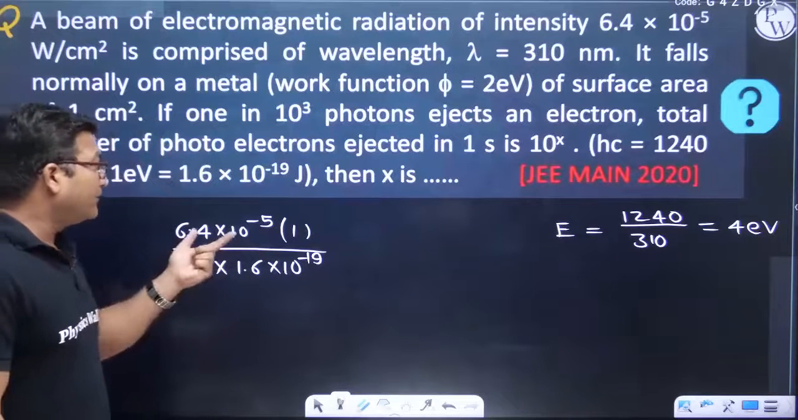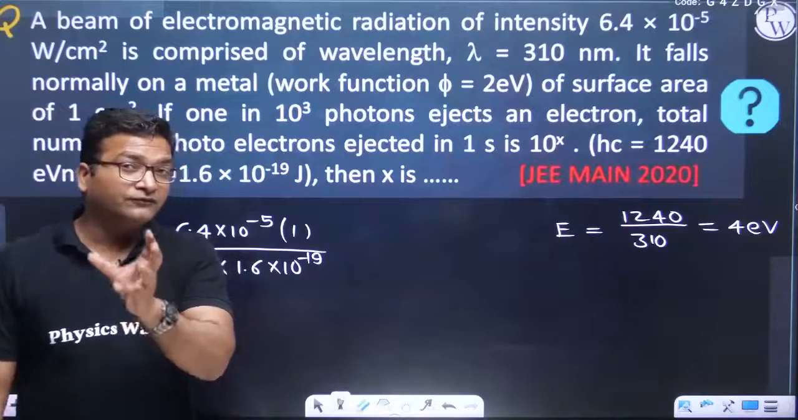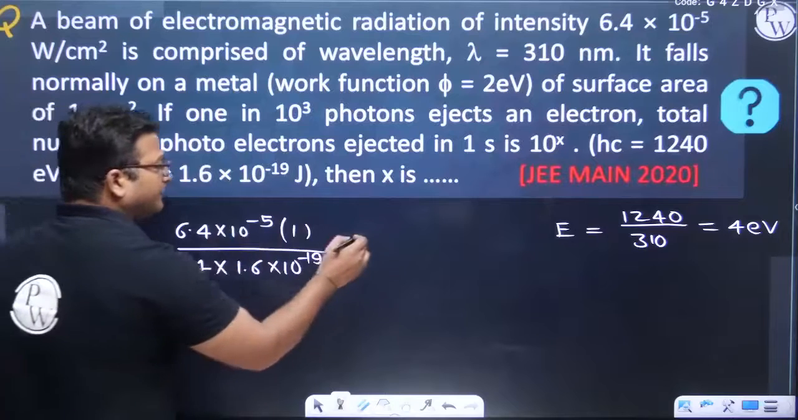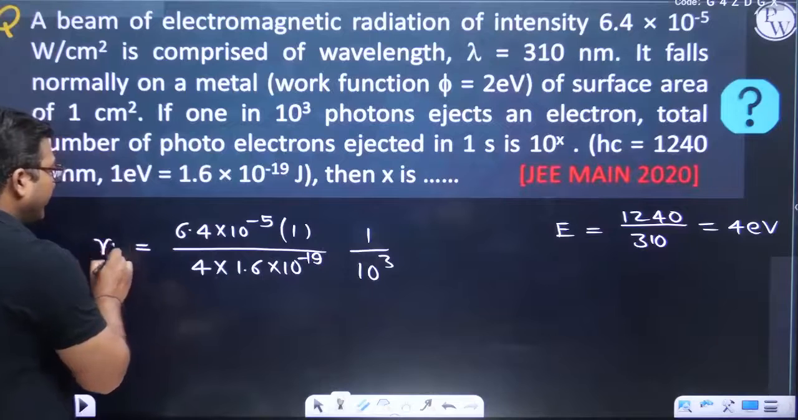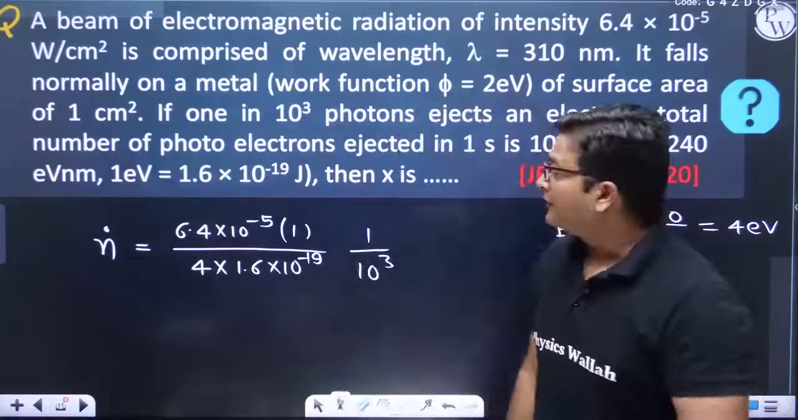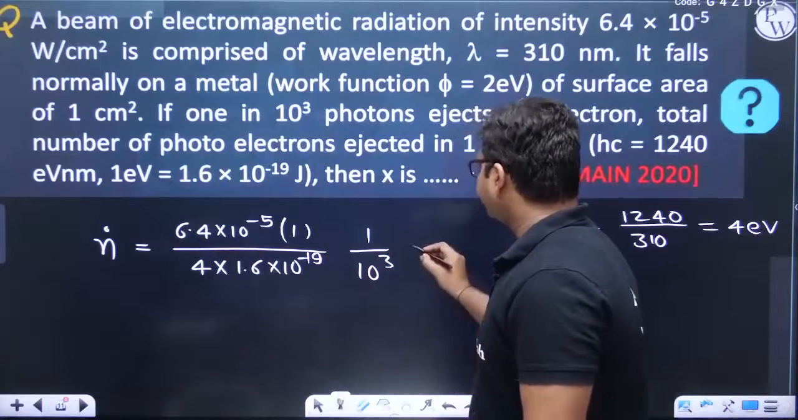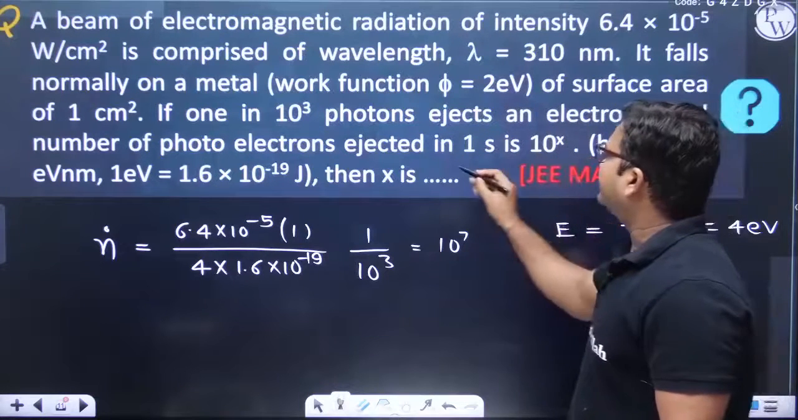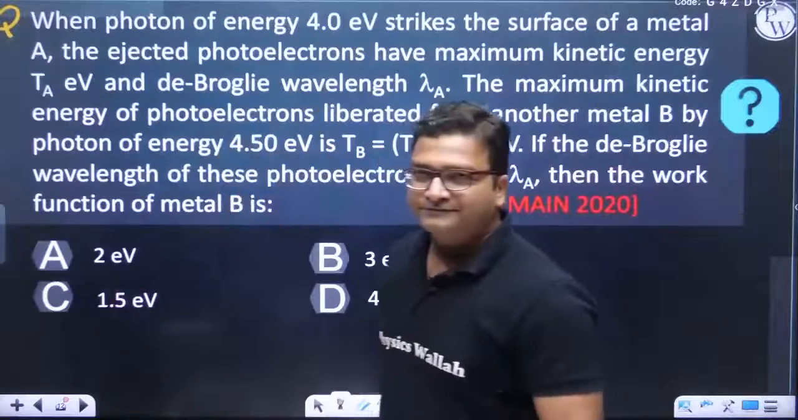And if that is the number of photons falling per second, only 1 photon out of 1000 gives a photoelectron. So that number times 1 divided by 10 to the power 3 would be the number of photoelectrons emitted per second, or n dot. You solve it and you will find this answer is actually equal to 10 to the power 7. So here the value x is actually equal to 7. Okay. So let's see what we have next.